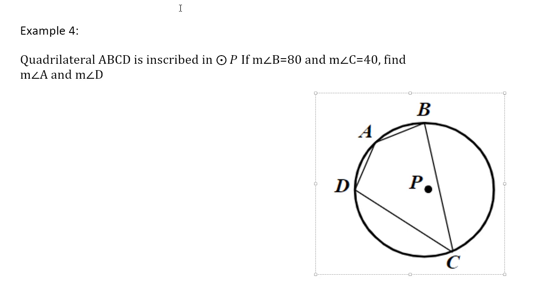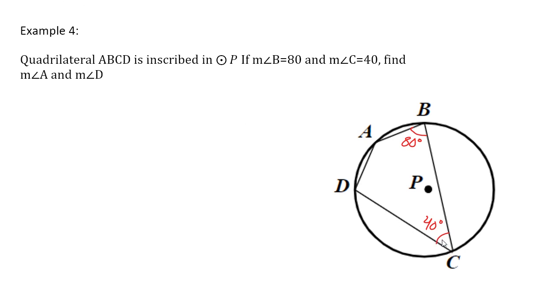Example 4. Quadrilateral ABCD is inscribed in circle P. If the measure of angle B is 80 degrees and the measure of angle C is 40 degrees, find the measure of angle A and the measure of angle D. So angle B is 80 degrees, angle C is 40 degrees. We're going to apply the theorem and look for angles that are opposite to each other, because they will be supplementary.